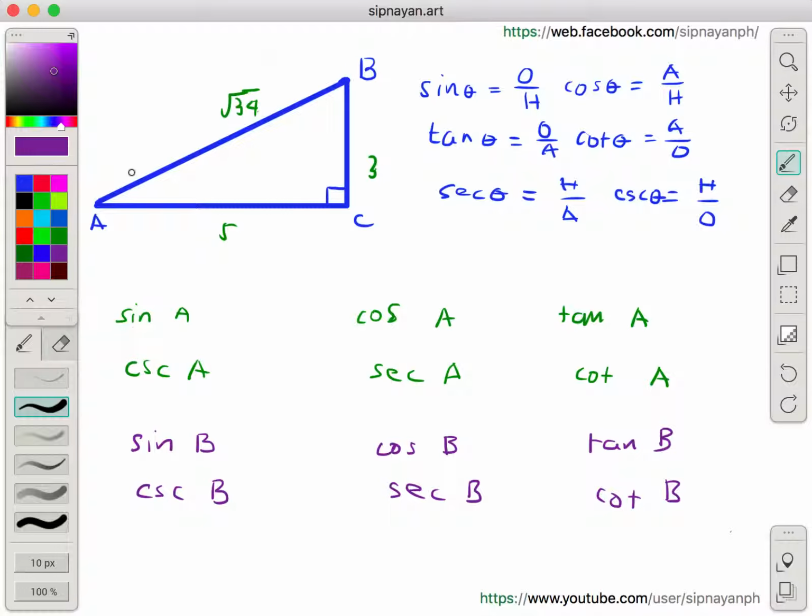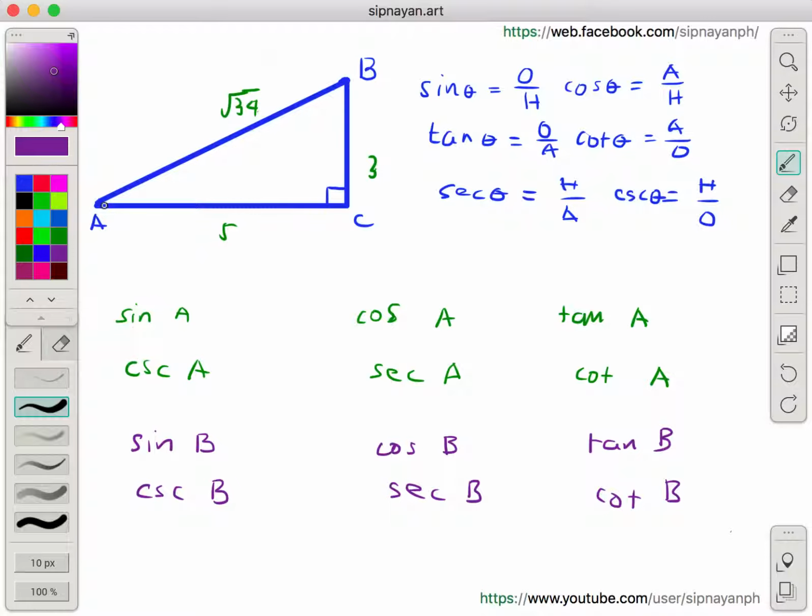So, for example, itong right triangle natin, meron tayong A, B, and C. Ito yung angles natin. Ginagamit lang siya sa right triangle, itong trigonometric ratios natin na nandito. Sa ibang triangle, iba naman yung formula na ginagamit natin. Okay, so looking at A, ano ba yung sine A? Sabi natin, sine theta is opposite over the hypotenuse.